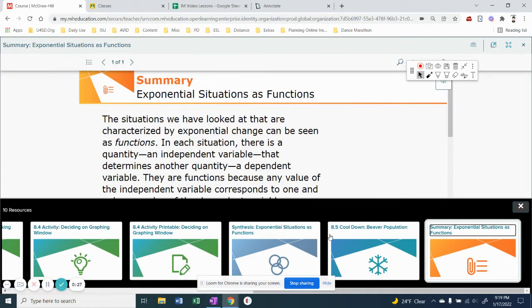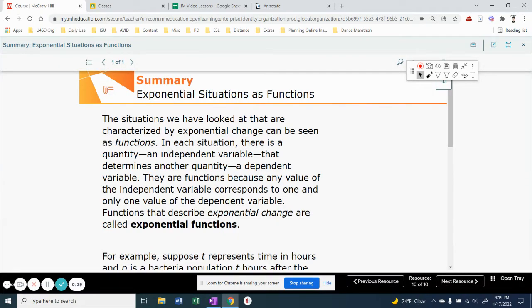At the end of every lesson, remember there's that orange page in your workbook that has the summary on it. And I specifically want to start here so that we can look at some definitions. So we are looking at situations in this unit that are exponential. And in each situation, there is a quantity that is considered the independent variable, and another that is considered the dependent variable.